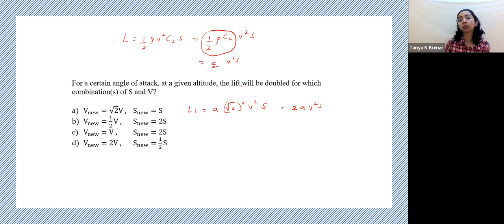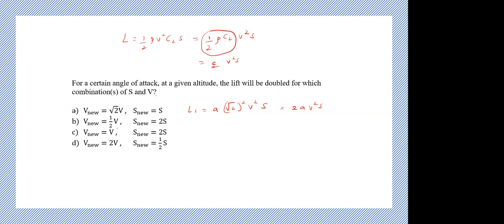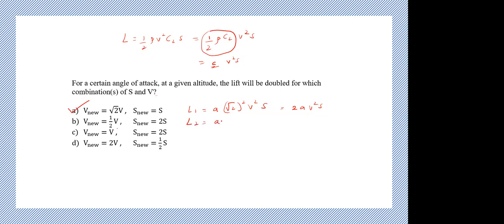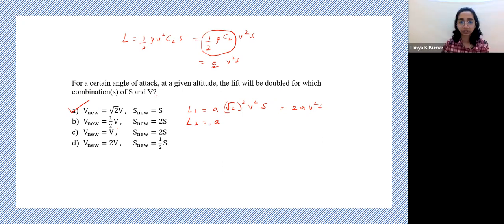So the question was, in what case will the lift be doubled? In this case, is the lift doubled? Yes, ma'am. So this is doubled. Next one. Except for B, all will be doubled. Correct. So let's just write it down. This will be 1 by 4 V square into 2S, which is A V square S by 2. This is not doubled, so not this one.